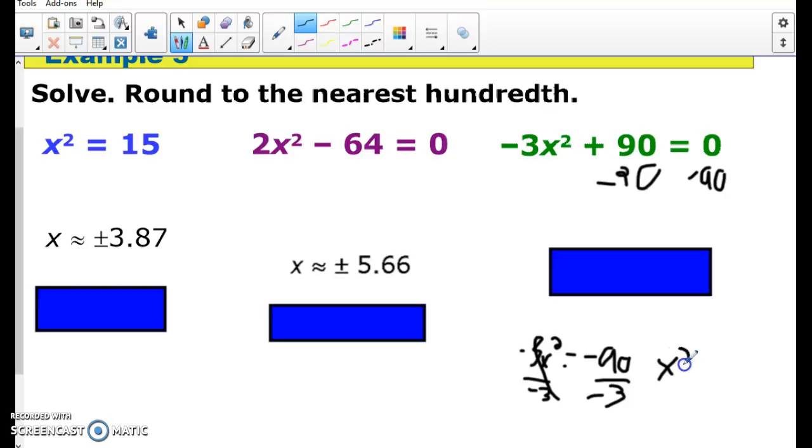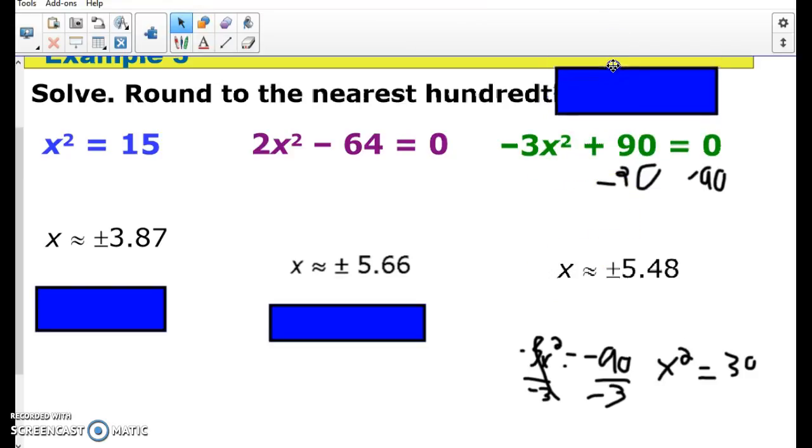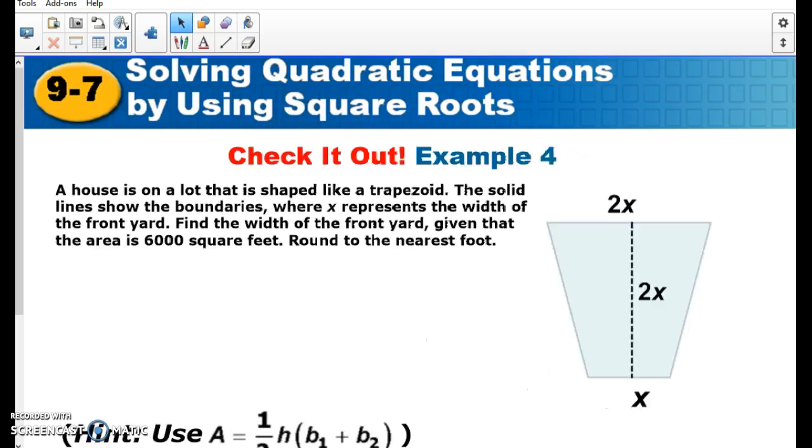And I could type that into my calculator. It's going to be pretty close to the square root of 32 that we just did for the purple problem. So my guess is something around 3.4. So the square root of 30 is going to be, or sorry, 5.4, not 3.4. 5.48.